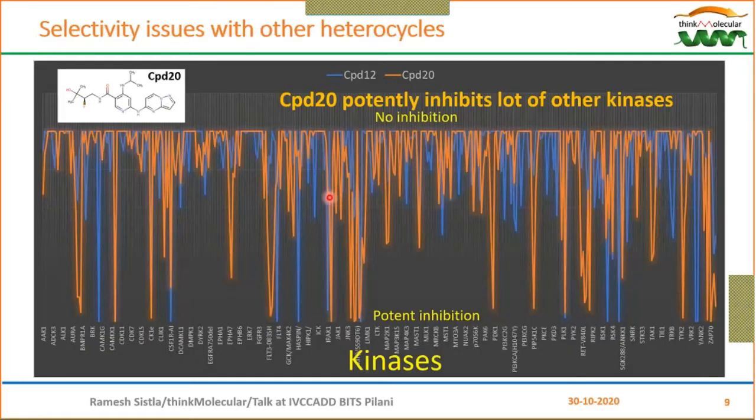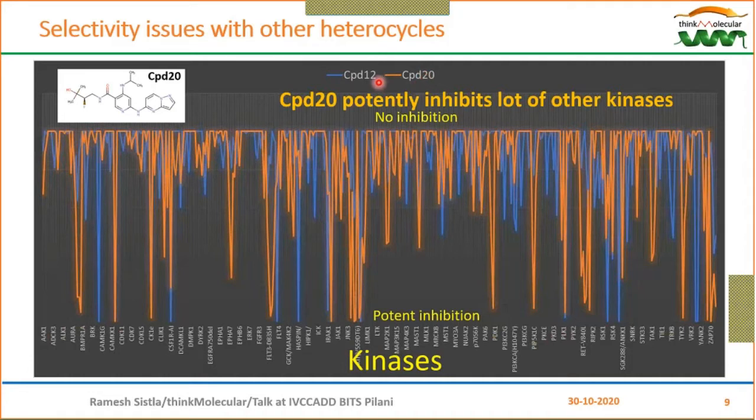Now, this is a kind of plot I made up. What's happened is that compared to compound 12, I first want to take you to this plot. The x-axis has the different kinases. On the y-axis, if a point is closer to the top, that means that the compound is not quite active on that particular kinase. Whereas if the point is down here, that means that the compound is active on that particular kinase. You don't need to understand which kinase is being hit or not being hit, but this is to present a global picture of what happened when we went from compound 12 to compound 20.